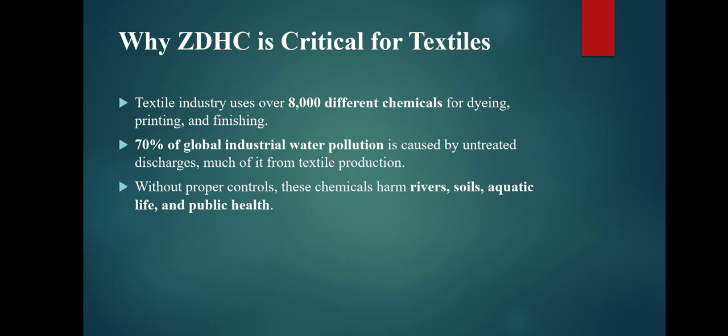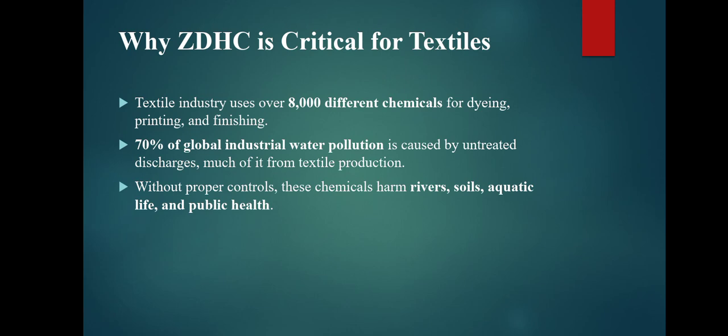Why is ZDHC critical for the textile industry? The textile industry is one of the largest polluters in the world. Over 8,000 different chemicals are used for dyeing, printing, bleaching, and finishing fabrics. Hazardous chemicals like formaldehyde and heavy metals are commonly used and are toxic. In many developing countries, wastewater is dumped untreated into rivers and lakes.